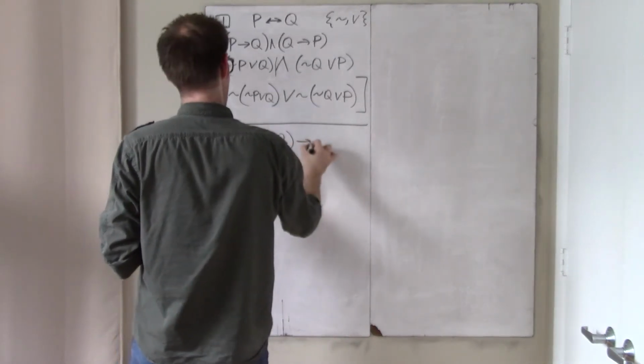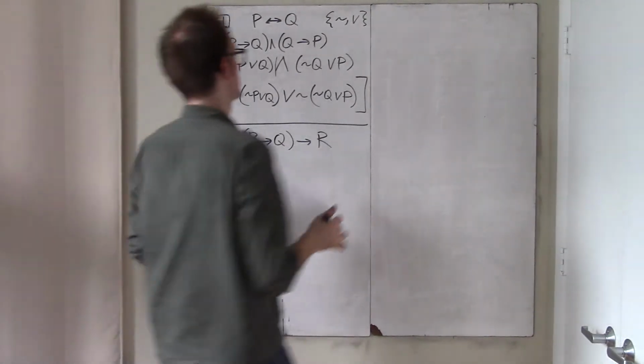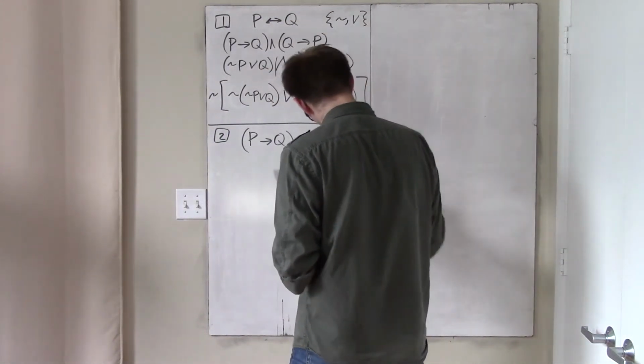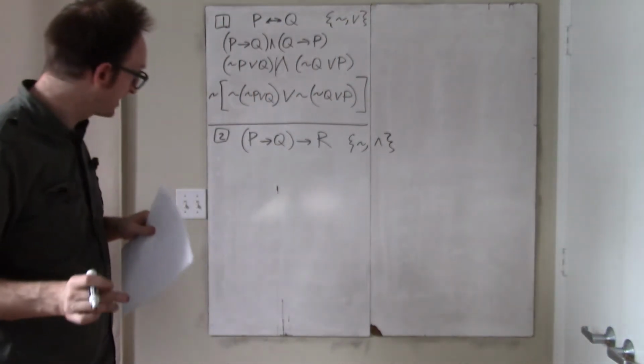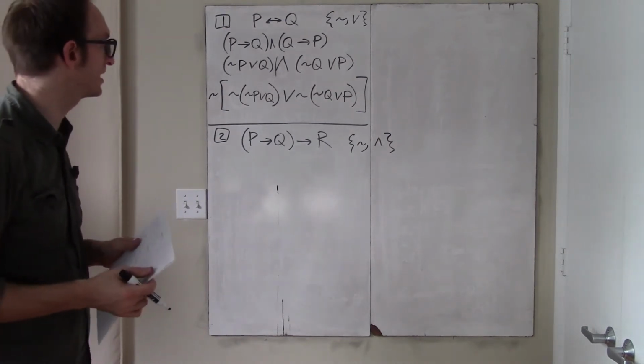P arrow Q arrow R. What's up with that? Well, now, according to the directions, I'm supposed to express this in terms of just nots and ands. Okay. I guess I know how to do this. Do I? Sure.